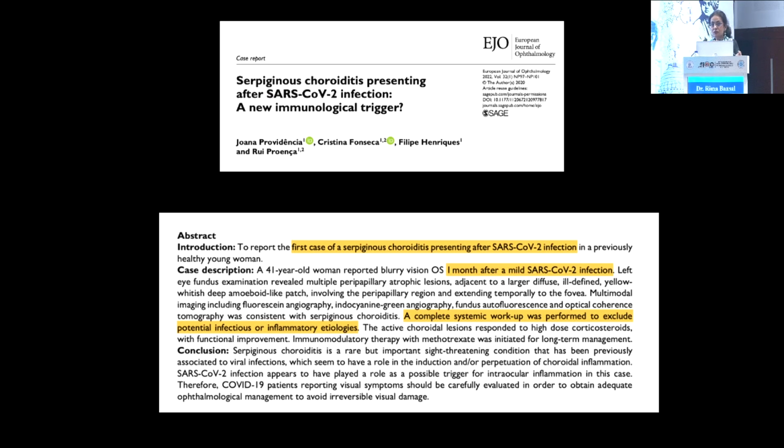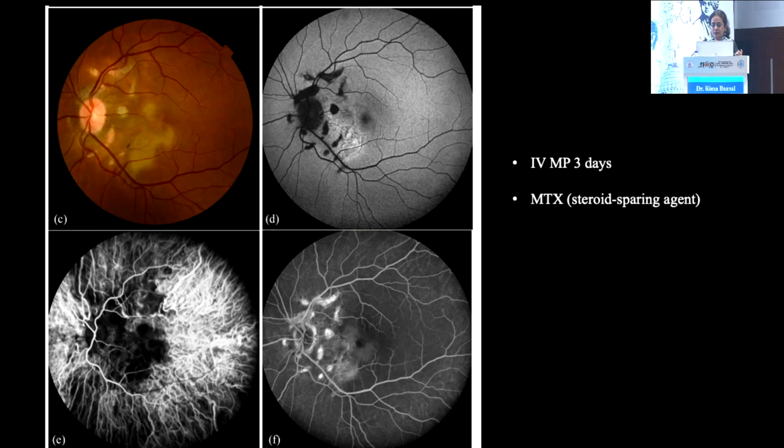Whether it's an infective trigger or an immunological trigger still remains a question to explore, and this is how they found that the patient became symptomatic just 1 month after the COVID infection. So this is the classical presentation of the patient that they reported. You can see the active lesions on clinical appearance, how they are seen active on autofluorescence, and of course confirmed on the angiography.